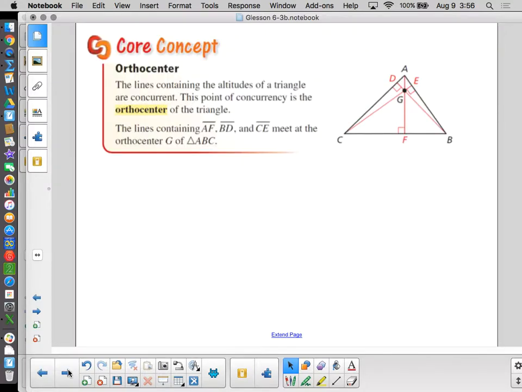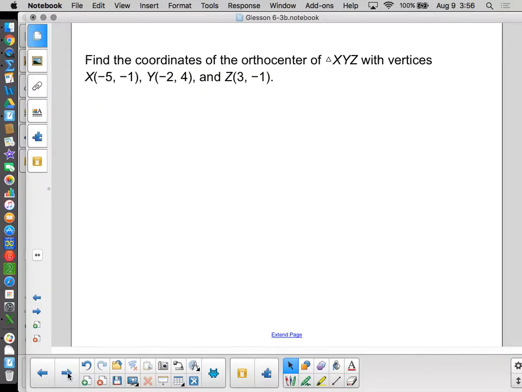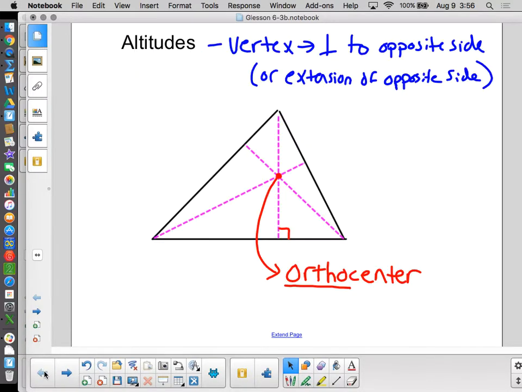So this is the definition. There is not a theorem associated with this. There are no formulas associated with this. It just exists. It is the orthocenter. It is where all three meet. Now, I said an altitude is perpendicular to a side or a side extended. What did I mean by that?